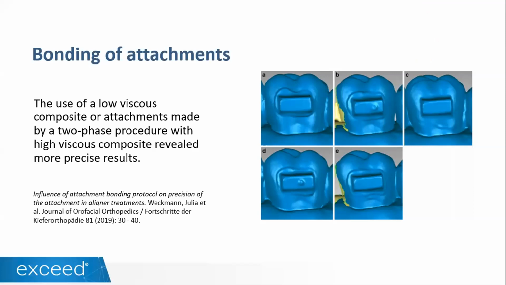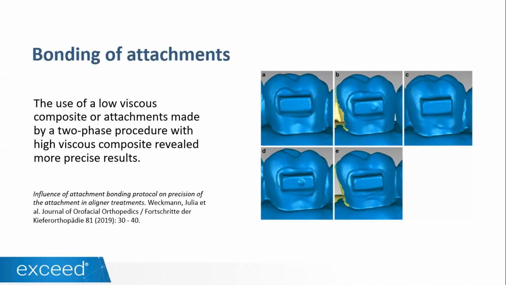So what do we want? We want to have as few flashes or as little composite excess as possible. How do we do that? In this study, what they analyzed is that the best way we can get fewer flashes is that they use a high viscosity composite. When I say high viscosity, this has nothing to do with flowable composite. Flowable composite, I don't like it. It's not resistant to wear, it's very low, and also it can debond very easily. So it's just like a regular composite, but with high viscosity.